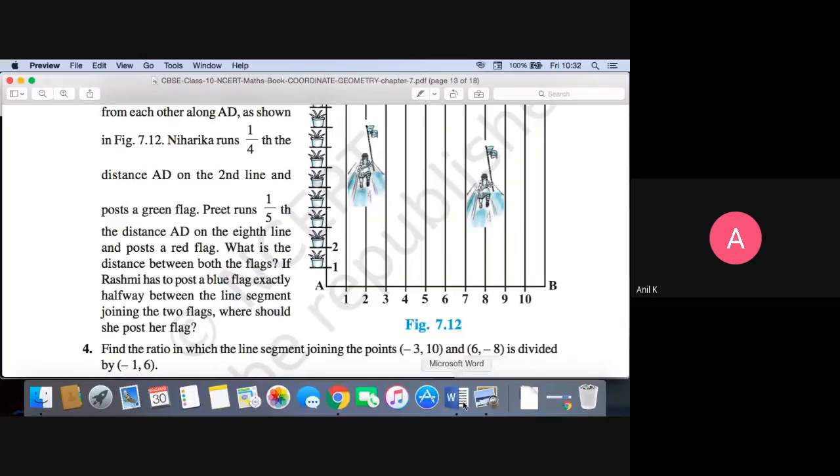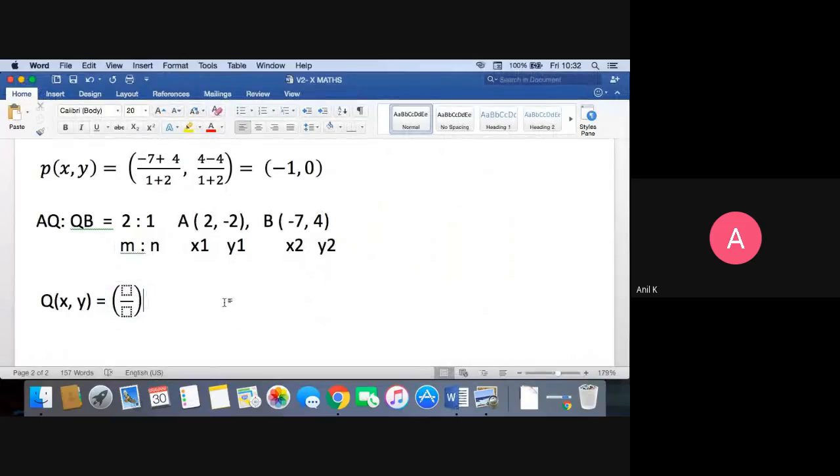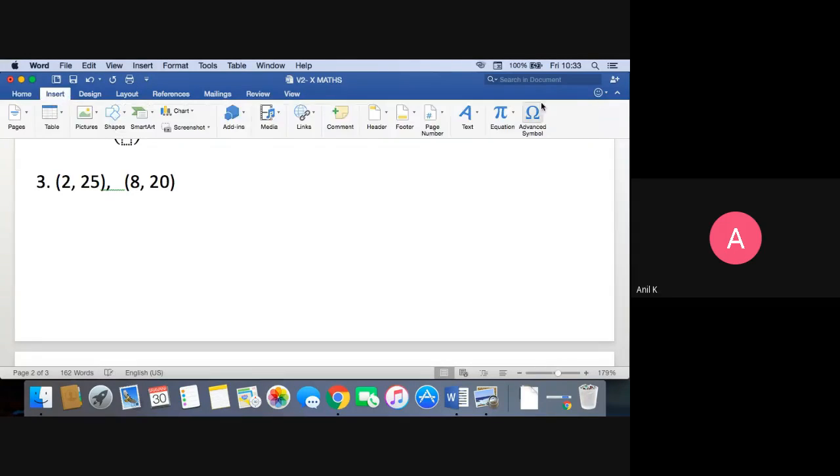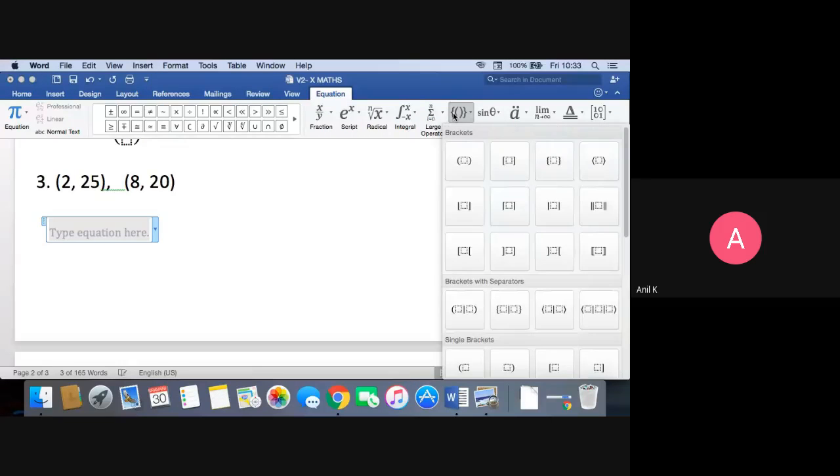Let me show you. We have the third question. The first point is 2 comma 25, and the second point is 8 comma 20. These are the 2 points. Now the third girl, Reshmi, wants to keep the flag exactly between both the students. So in that case, exactly between means it has to be the midpoint formula. What we discussed, the midpoint formula, does anyone remember from the last class?